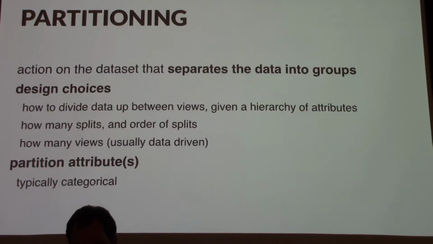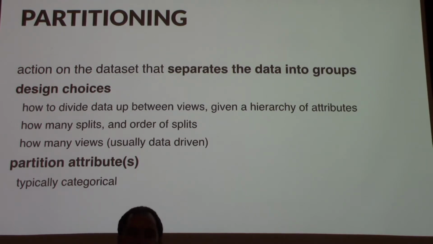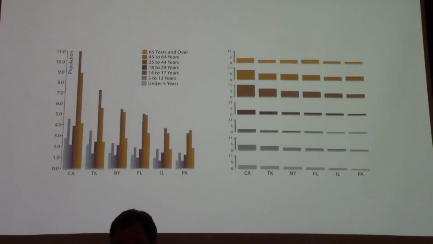Okay, so partitioning of the data. Partitioning is really, really important for visualization because it allows you to separate the data into groups. And there you have a couple of design choices. How do you divide the data up between the views? You could have a hierarchy of attributes. How many splits do you make? Which order of the splits do you make? Do you decide on how many views you use? And these partition attributes are typically categorical, but of course you can transform any data into a categorical data set.